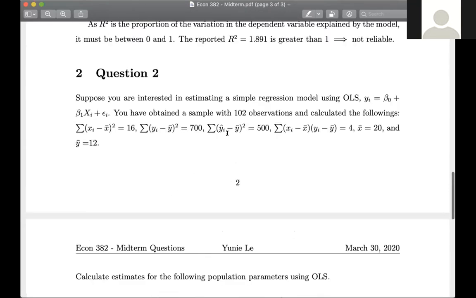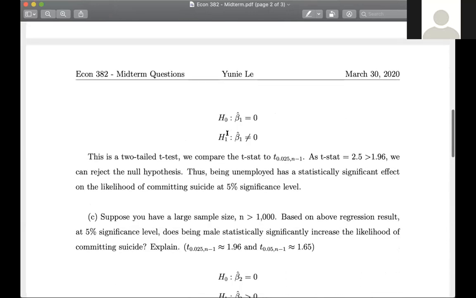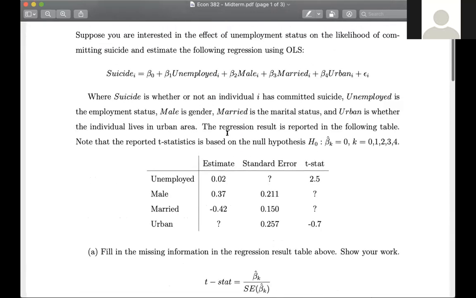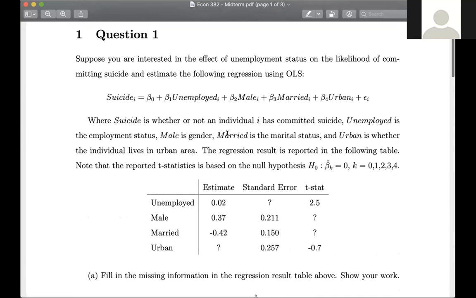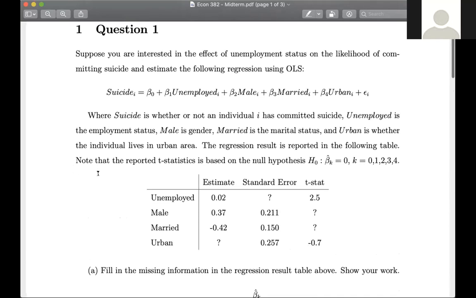Okay, so the next question is the suicide question. And those who already know my research, I study the effect of unemployment on suicide. And so that's why I use employment and suicide for this question. But this is not the regression that I use for my research.